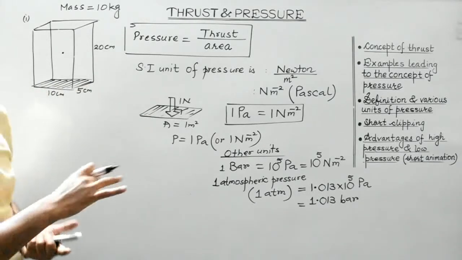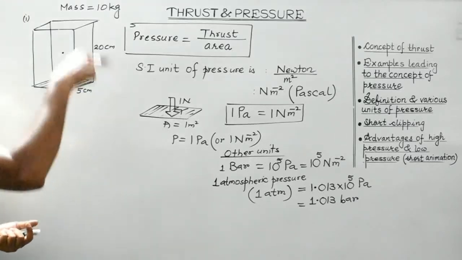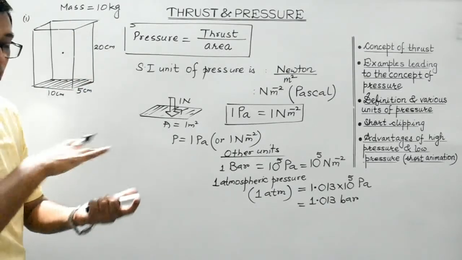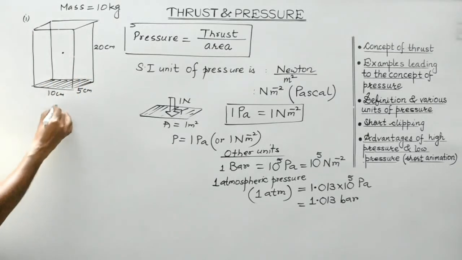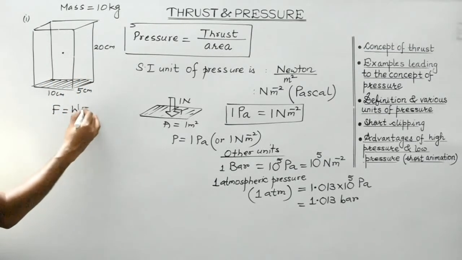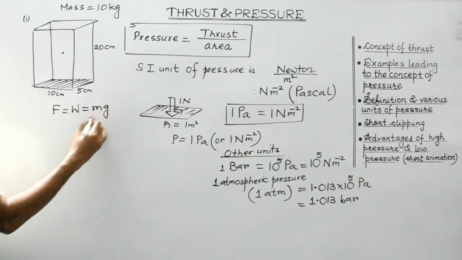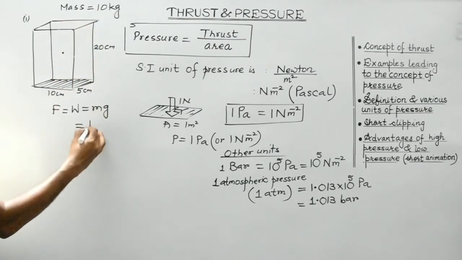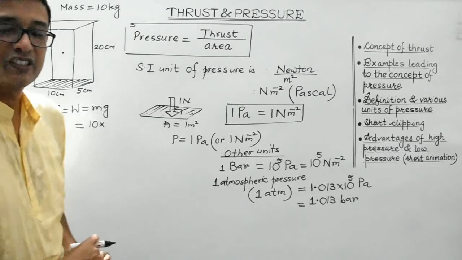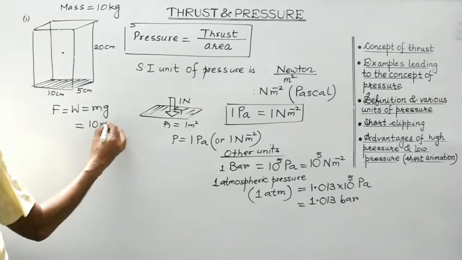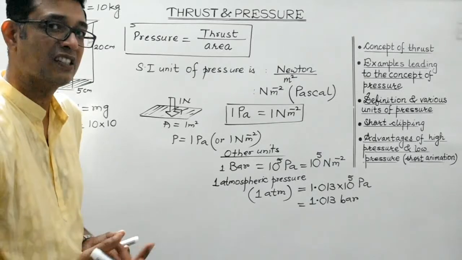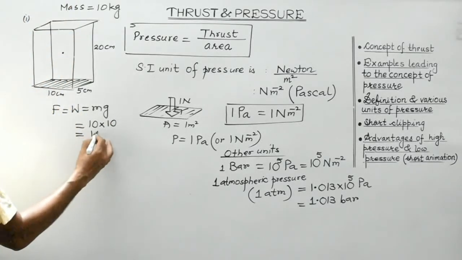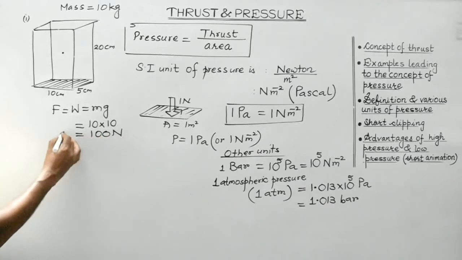Now, in the first scenario, it is placed like this, with this area in contact. What is the pressure exerted by this body on the surface in contact, right? So, what will be the force? Force would be equal to weight, and it is equal to mg. We are aware of it. Mass is 10. The value of g, the acceleration due to gravity, can be considered to be 10 instead of 9.8, just to simplify the calculations. So it will be equal to 100 Newton, right? This is the force.